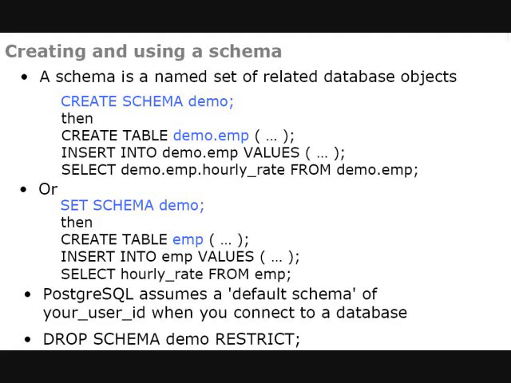So I can create the object. Once I've created the object, say the schema, I can associate tables with it. Then I can insert values into those tables. Then I can select from those tables.